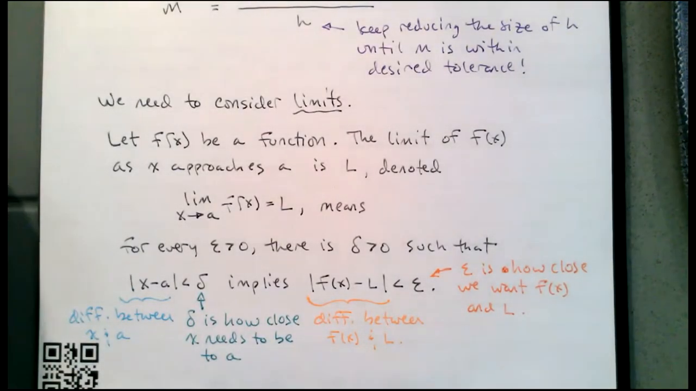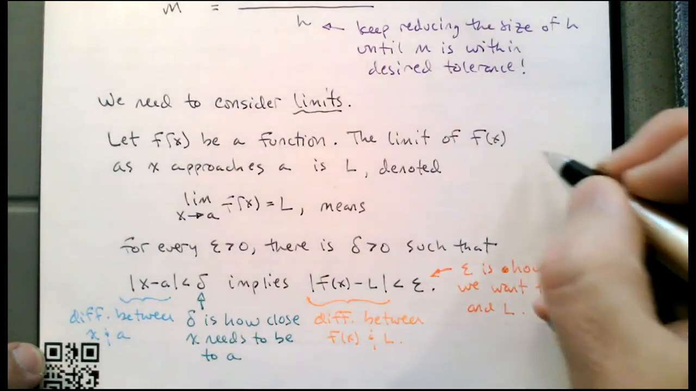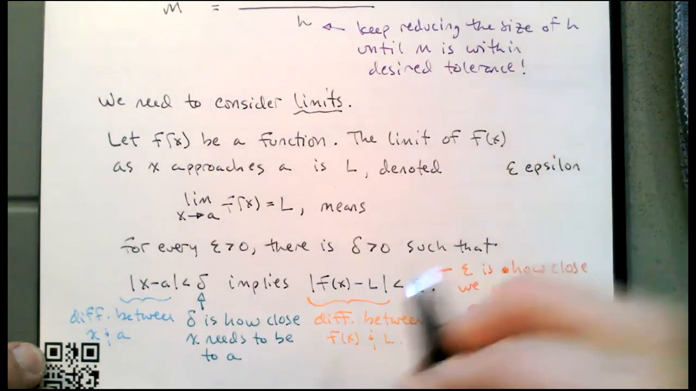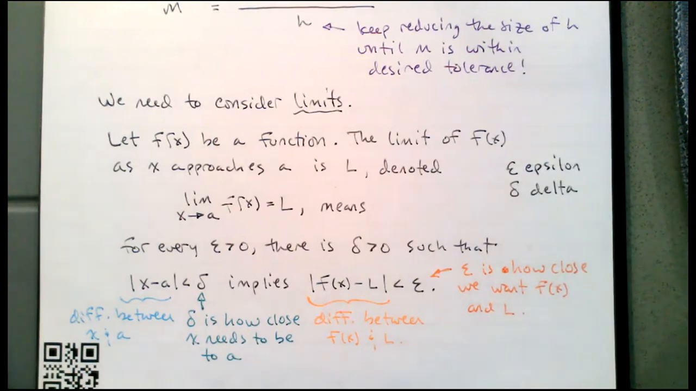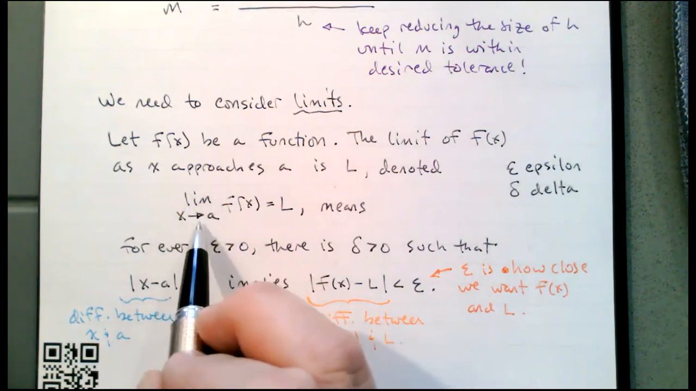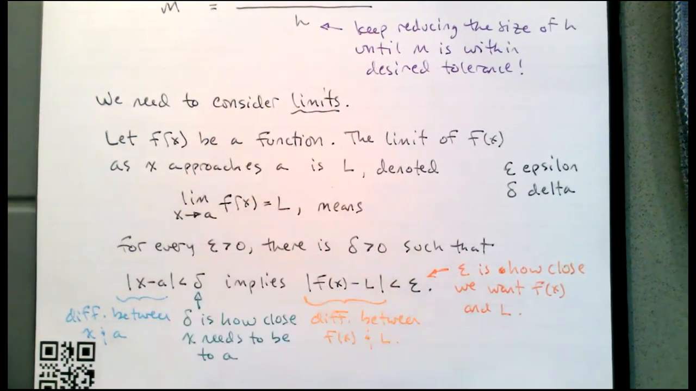We have this symbol here, which is my lowercase epsilon. This is my lowercase delta. The rest are fairly common: greater than or less than, and then absolute value symbols. This is also a new symbol, limit, and then underneath it, x arrow a. This is limit as x approaches a of f of x. So that's a new symbol, but the rest is standard issue.